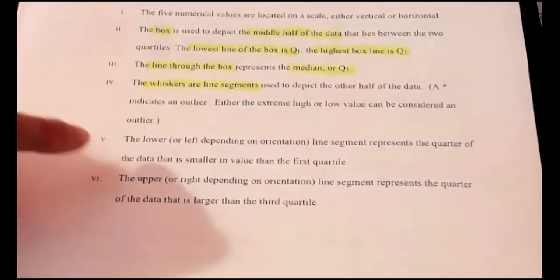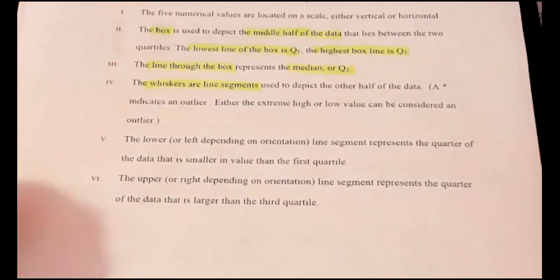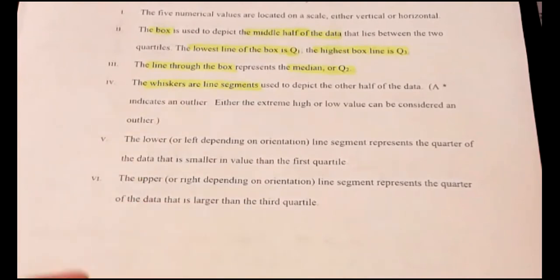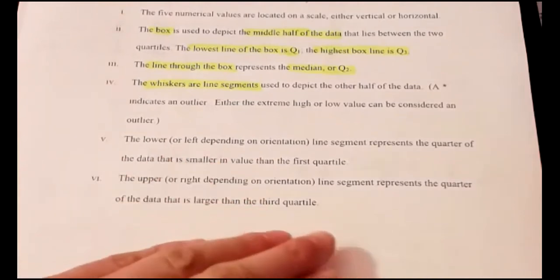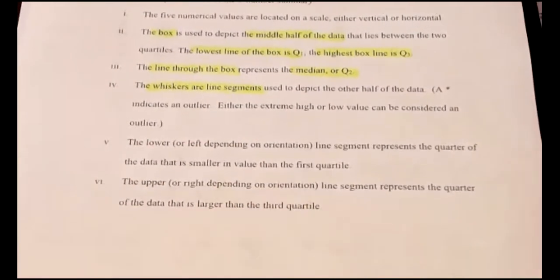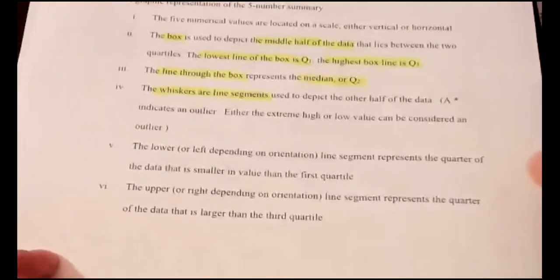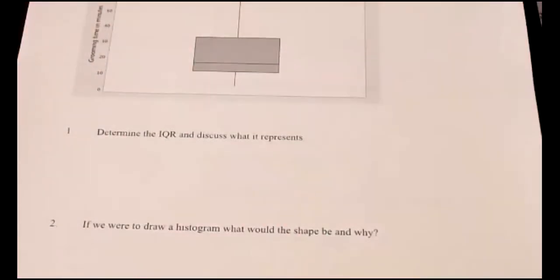So the lower whisker, the left whisker, represents the first quarter of the data, right? Because that's lower than Q1. The upper whisker or the right whisker represents the quarter of the data that is larger than the third quartile. It's still 25% above that Q3. So I want you to still think quartiles, okay? Beautiful. Let's turn the page and see what we mean.